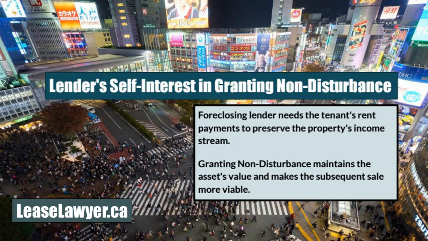Terminating a lease, especially that of a major anchor tenant, would severely diminish the property's income-generating capacity and reduce the recovery value upon a subsequent sale. Therefore, lenders will usually grant non-disturbance to creditworthy tenants with market-rate leases as a means of preserving the asset's value. The resulting subordination, non-disturbance, and attornment agreement is thus a sophisticated tool that protects the tenant's occupancy rights while ensuring the lender can step into the landlord's shoes and maintain the property's economic viability.